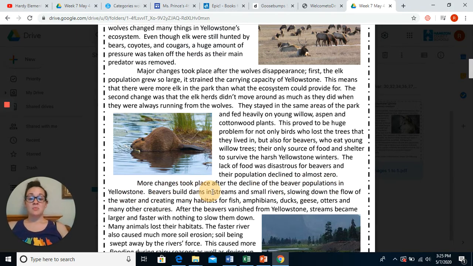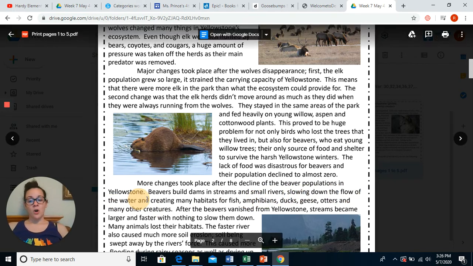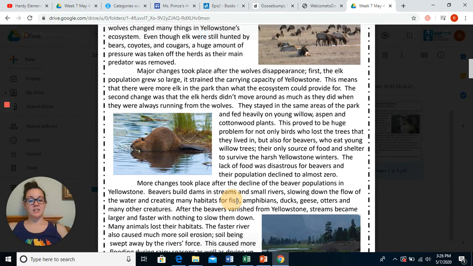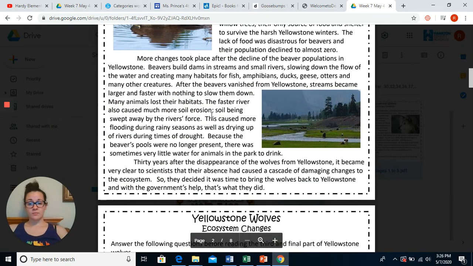Beavers built dams in streams and small rivers, slowing down the flow of the water and creating many habitats for fish, amphibians, ducks, geese, otters, and many other creatures. After the beavers were dying off from Yellowstone, streams became larger and faster with nothing to slow them down. There were no more beaver dams. Many animals lost their habitats, their homes.